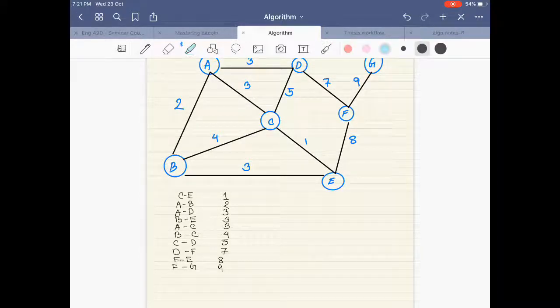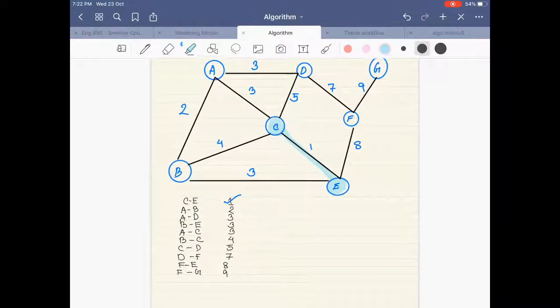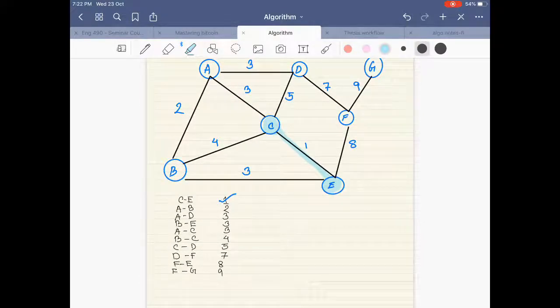So at first we have CE, 1. This is the smallest weight edge, so we are going to be considering this. Okay, so next up we have AB, which is 2. Does this edge create any cycles? No, it doesn't, so we are going to be looking into this. So this is okay. Then from A and D, the edge is 3. This doesn't create any cycles, so this is okay too.